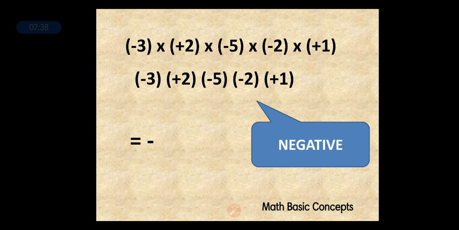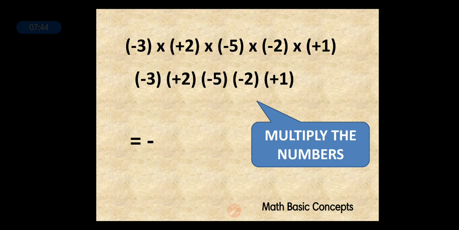Next, we have to multiply the numbers. So 3 twos are 6, 6 fives are 30, 30 twos are 60, 60 ones are 60. So finally, we get the answer as 60. So any number of integers we can multiply in this method.